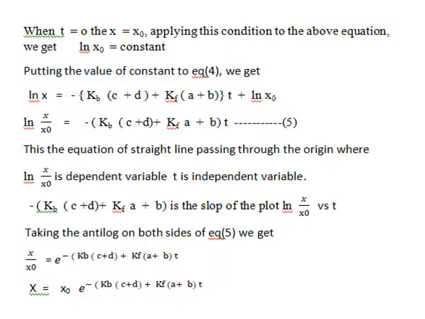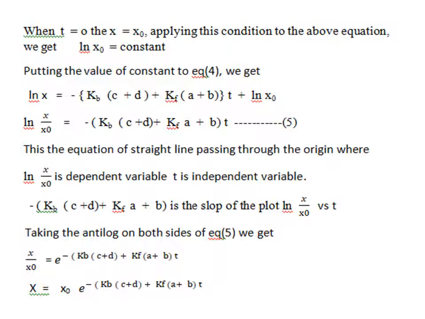Once again, when t is equal to 0, x is equal to x naught. Applying this condition to the above equation, we get log x naught is equal to the constant. We have calculated the value of the constant, that is equal to log x naught.